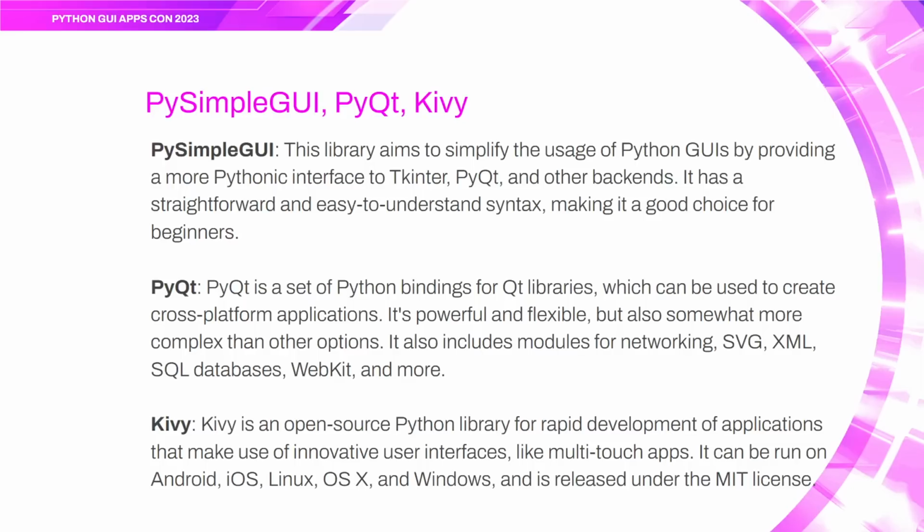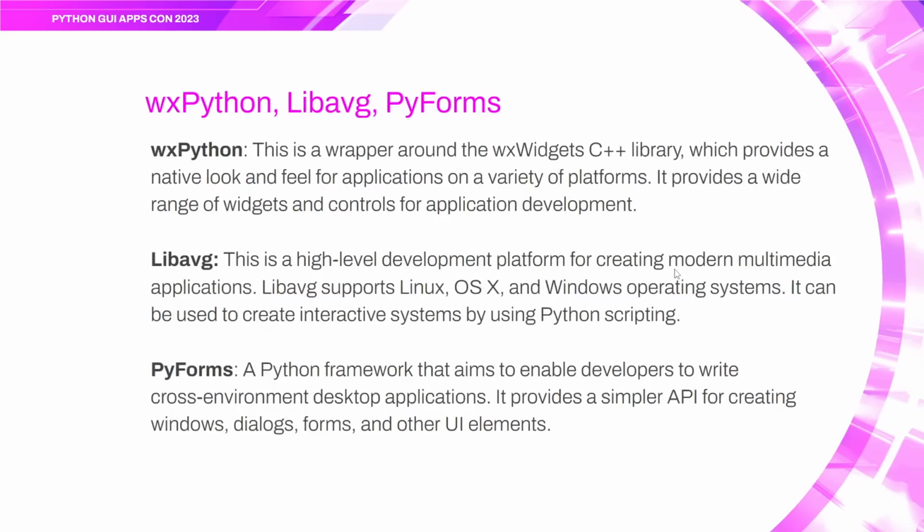Kivy is an open source Python library for rapid development of applications that make use of innovative user interfaces like multi-touch apps. It can be run on Android, iOS, Linux, OS X, and Windows, and is released under an MIT license.